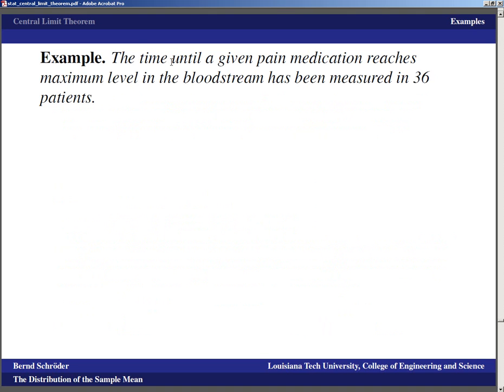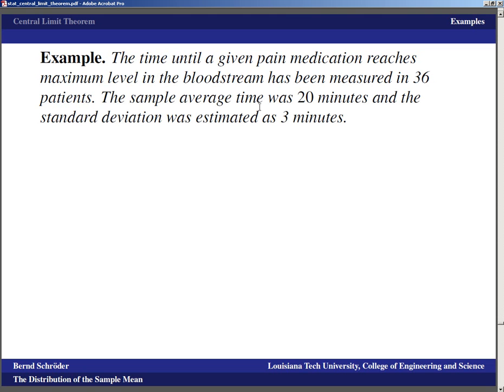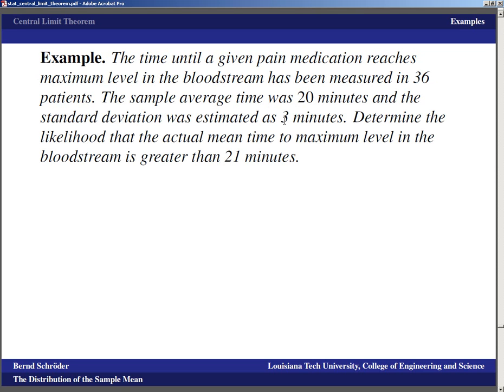So moving on right now, let's take a look at one more example. Let's take a look at the time that it takes until a certain given pain medication reaches maximum level in the bloodstream, and suppose it's been measured in 36 patients. The sample average time was 20 minutes, and the standard deviation was estimated as 3 minutes. Oh my goodness, I've got pretty much the same numbers there, but there's only so much I can do with that at this stage.